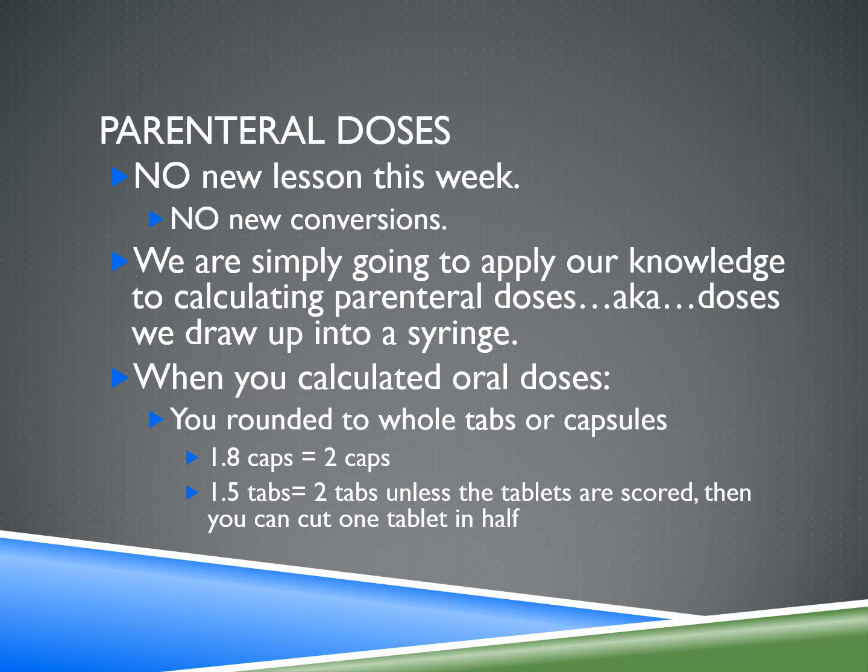So when you did oral doses, you were taught to round to a whole number, because we were talking tablets and capsules. If it came out to 1.8 capsules, you had to round that to 2 because you can't chop a capsule up. If it came out to 1.5 tabs, well, you may round that up to 2. And I know that seems like a big round, but it's really not that bad. If the tablets are scored, you could cut 1 in half and truly give 1.5 tablets, but you're always okay to go ahead and round up to 2 as well. But now when we're talking parenteral doses, we're going to do this a little differently.